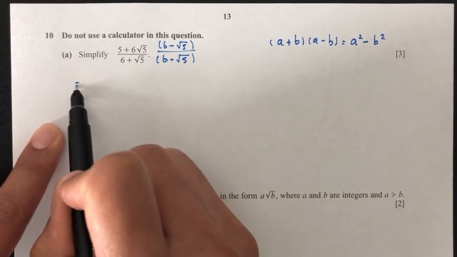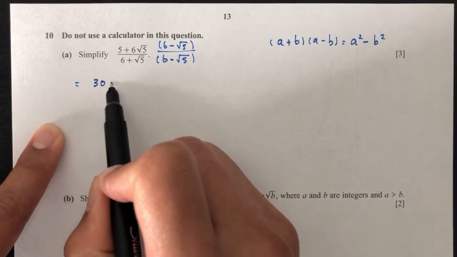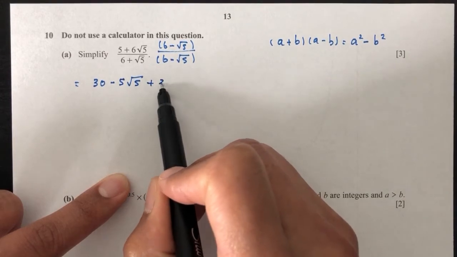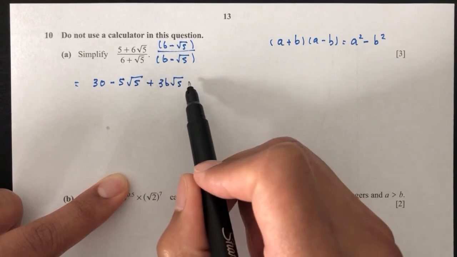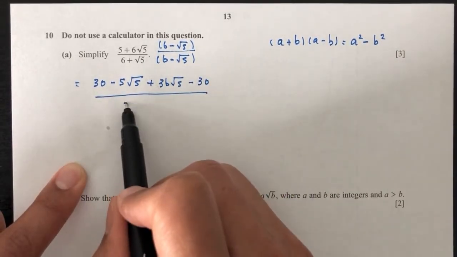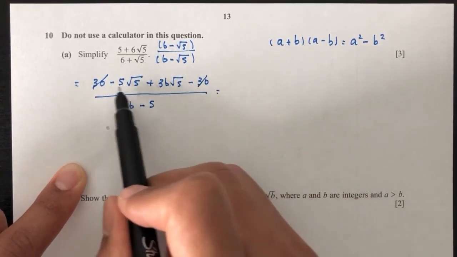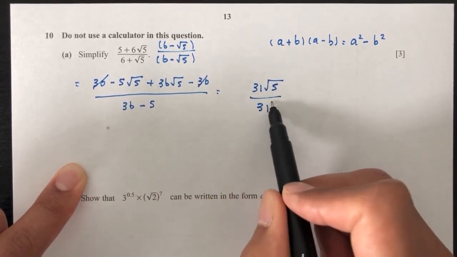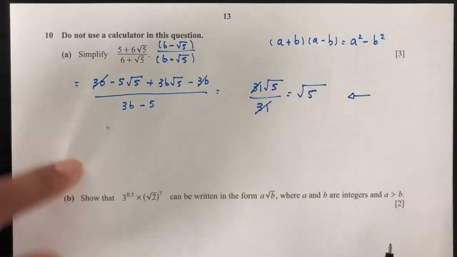So let's expand the top first. Top will be 30 minus 5 this plus 36 5, and then that will be minus 30, divided by a squared minus b squared. A squared is 36 minus b squared is 5. So this will be 30 goes away. Here we have 31 root 5 over 31. So your answer will be root 5. This is the answer for part A.